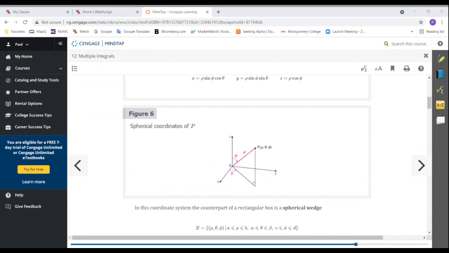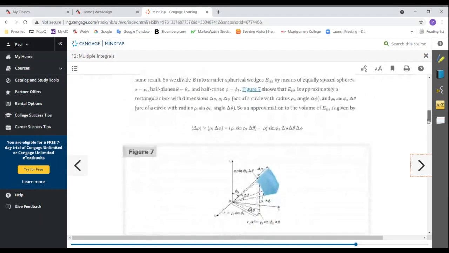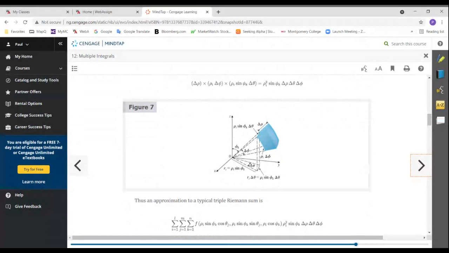So based on that, what would the volume element be in spherical coordinates? Well, of course, they have a picture here in figure 7 that details a volume element from a solid using spherical coordinates.